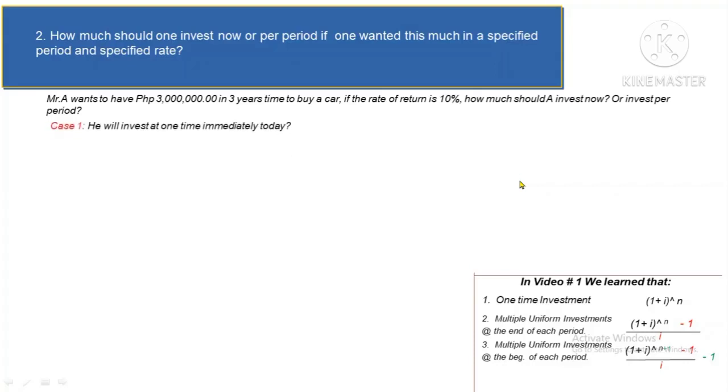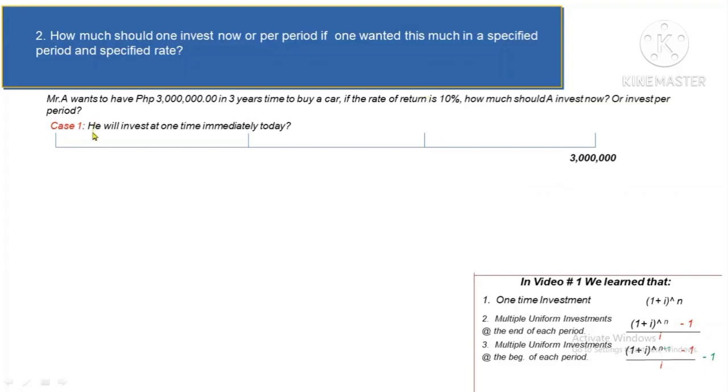In the first case, we are to assume that Mr. A is to invest one time, big time, immediately today. So we can have a timeline analysis for 3 years. After 3 years, we have the desired future value of 3 million. We also know of the 10% rate because it's given.